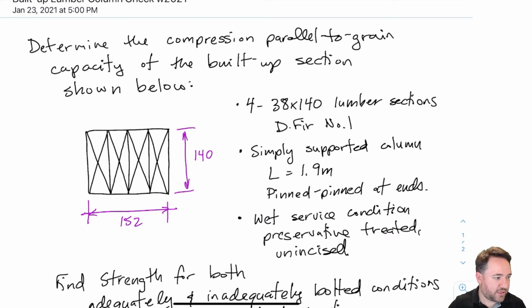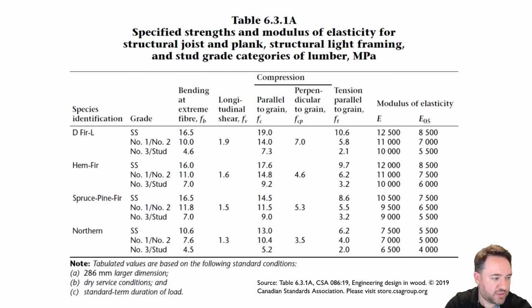Okay, so if you recall, we're talking about Douglas fir number 1. You see in the top right, it's 38 by 140, Douglas fir number 1. So back to our table, we're talking about Douglas fir, number 1. So we read across, parallel to grain strength is 14. My E05, which is the number I'm going to need, is 7,000. And my E, which I don't really need because I'm not calculating a deflection here, but I'll write it down anyway, is 11,000. So I'm talking about 14 MPa for parallel to grain compression strength, 7,000 for my E05.